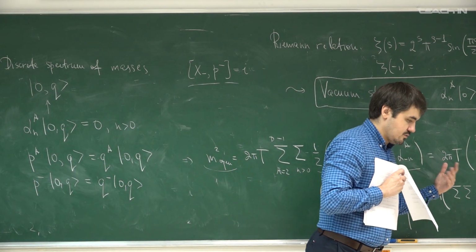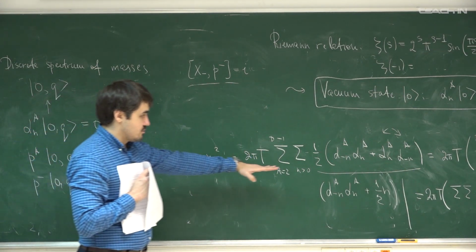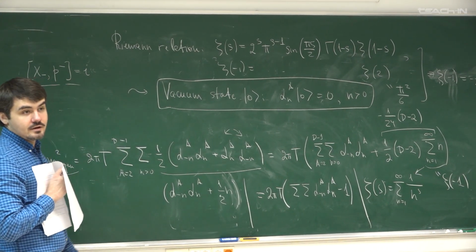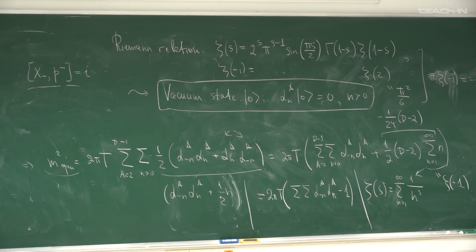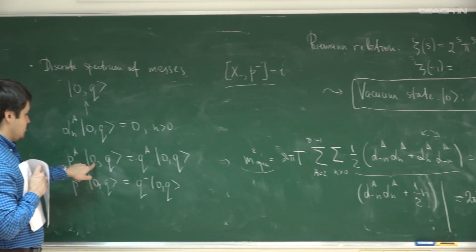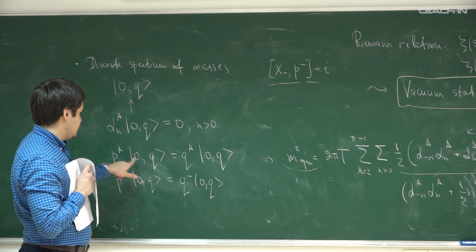I'm saying it's not just a free particle moving, but it has some additional contribution from the oscillating modes of it, which contribute to the energy. So the first 0 refers to the oscillator occupation number, and Q refers to the eigenvalue of momentum.